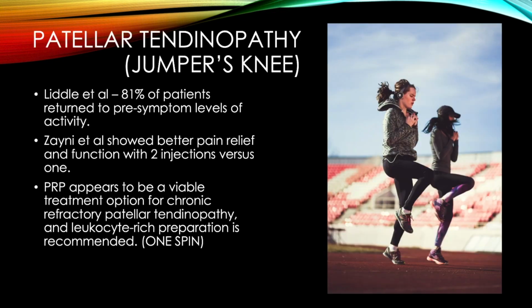So let's look at jumper's knee. There's 2 studies out there that showed really good results. This one, Liddell et al., showed 81% of patients returned to pre-symptom levels of activity. And this one showed better pain relief and function with 2 injections versus 1. So both these studies used a leukocyte-rich preparation, meaning just 1 spin. And PRP does appear to be a viable treatment option for chronic jumper's knee, and probably a leukocyte-rich preparation. And if you go by the Zaney et al. data, you probably should do more than 1, separated out by 3 to 6 weeks.